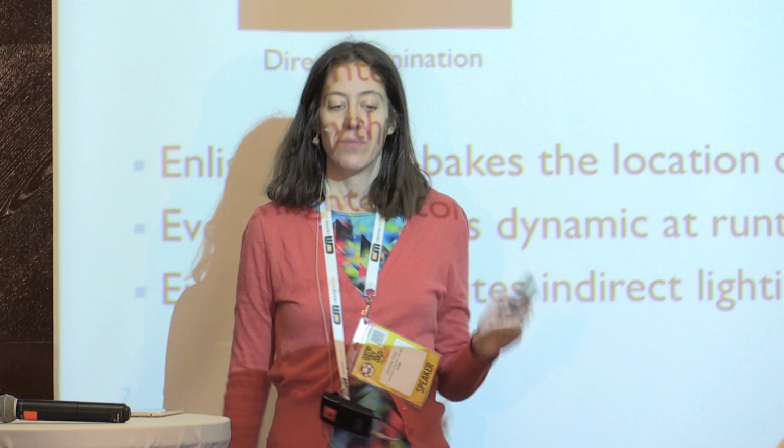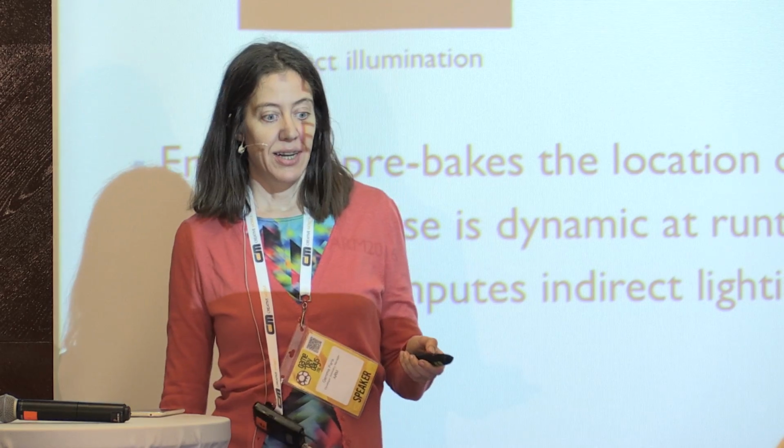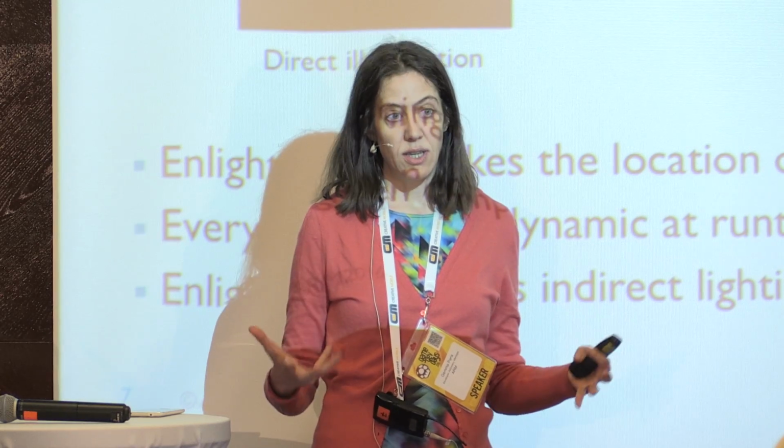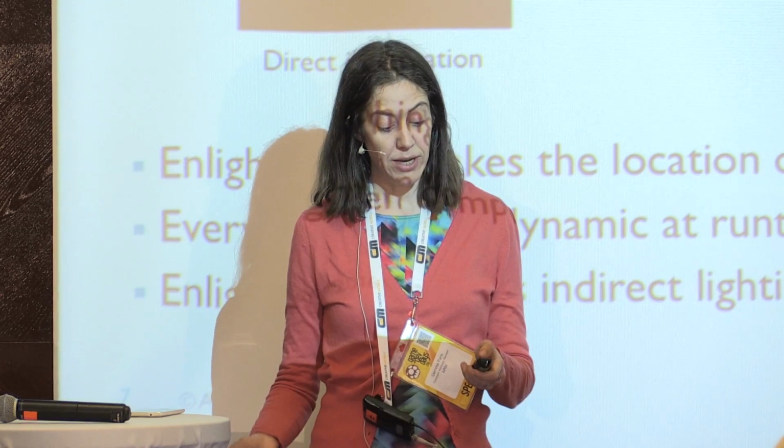Also at ARM, we have Enlighten. And Enlighten is dynamic global illumination technology. And as you know, this is the conglomeration of having direct light illumination with indirect light, and then that does the global illumination. One of the key features is that Enlighten only pre-computes the location of the static geometry, and all the rest is computed at runtime, and it achieves realistic and high-quality graphics that way.